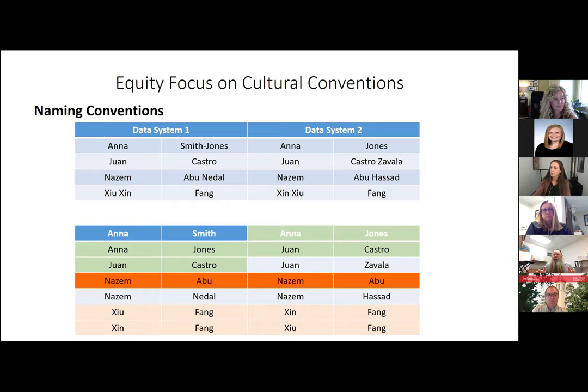Similarly, we have cases where a first name and last name might be interchangeable in a particular language or culture. I'm trying to think of a great example: Bob Frank, in American Eurocentric culture, either of those could be a first name, so it could be first and last name either way. So we started spending quite a bit of time on that. The bottom of this table is a perfect example of a naming convention from some Middle Eastern countries, where the first part of both of those last names, Abu, just means son of Nedal or son of Hassad. We don't want to accidentally match the wrong Nazim to the wrong last name. So we've started taking that into consideration in our process.